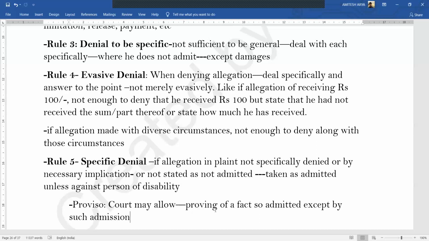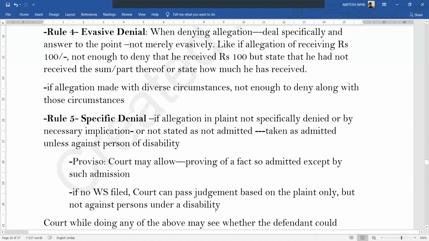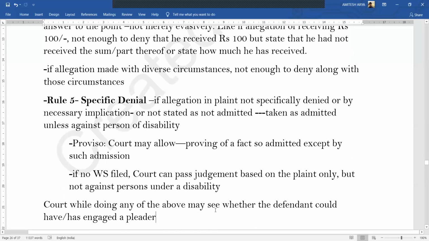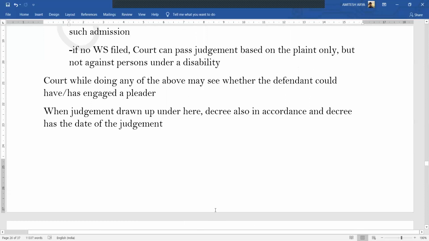You have to put down the background also to an extent. You have to specifically deal with it. And why is it important? Because Rule 5 is saying that if you're not specifically denying a particular allegation, or if the denial is not being made out by a necessary implication, it should be taken that you are admitting it. Only against persons of disability, such admission is not taken. So if you're not denying that in your written statement, when the judgment is being drawn, the same will be taken in favor of the plaintiff, and the decree will also be drawn accordingly.